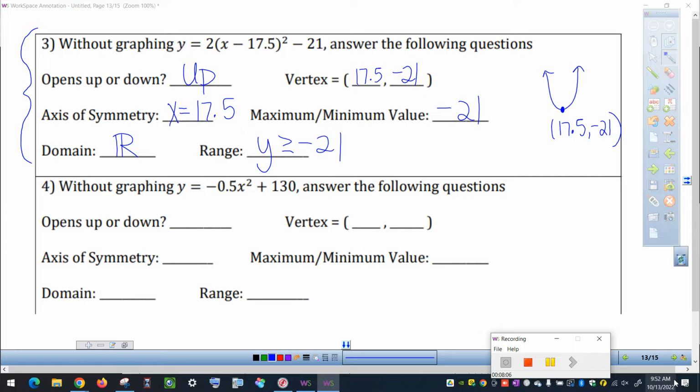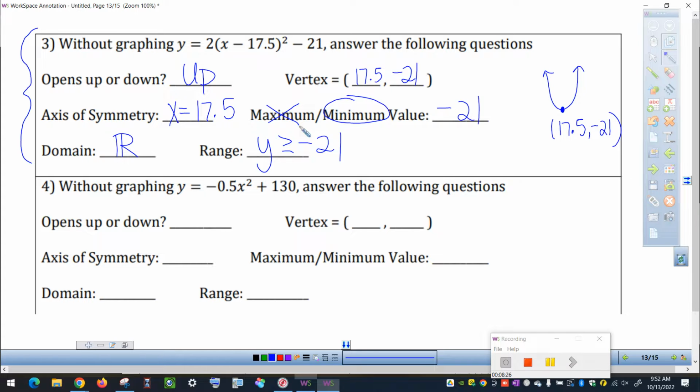Now, this one has a minimum. I forgot to circle that. The vertex represents a minimum value. There is no maximum. And so this is just the y value of the lowest point. It's actually just the y value of the vertex. The domain is all real numbers. Any x values can be plugged in here, but not every y value is going to be produced as an output.